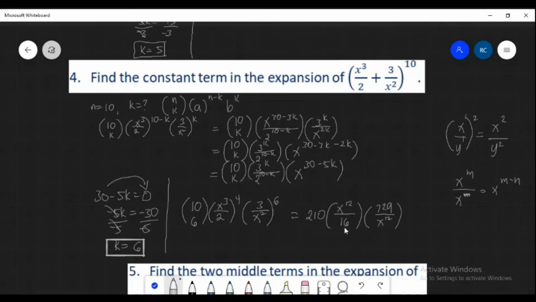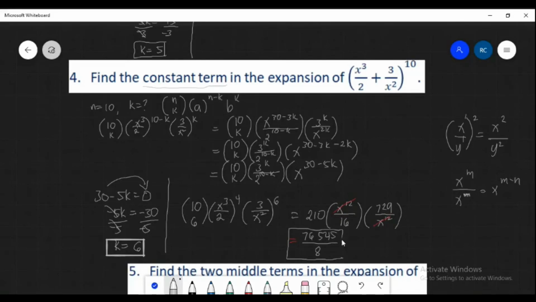Okay, so may mapapansin kayo dyan na pareho. Tapos, syempre, ika-cancel out mo na. Yan. So, kung mapapansin nyo, wala na yung variable. Kasi constant na lang yung hinahanap. Multiply natin to. 210 times 729 divided by 16. 76,545 over 8. Okay, very good.